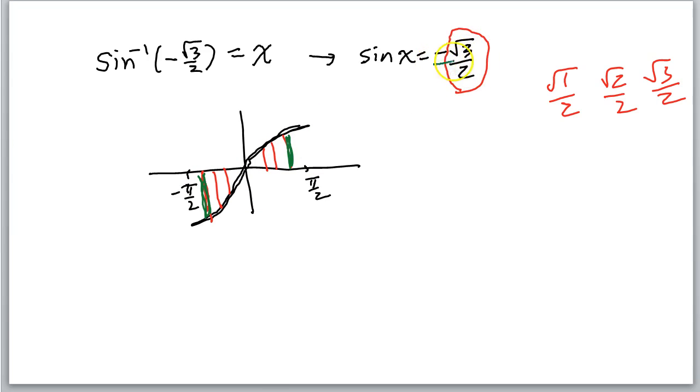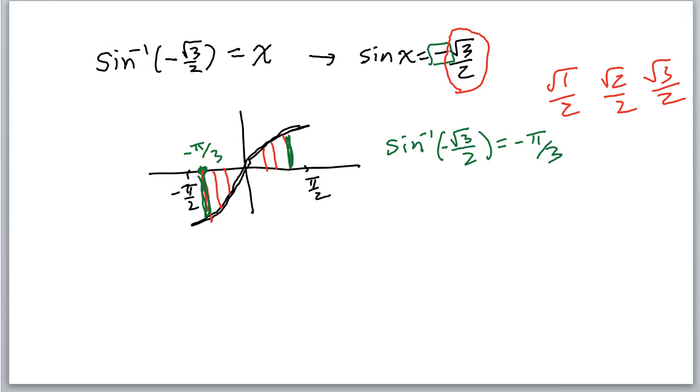However, we're looking for the one that creates negative radical 3 over 2, so this must be it. This one, which is negative 60 degrees, or in terms of radians, negative pi over 3, is what we're looking for, and therefore sine inverse of negative radical 3 over 2 is negative pi over 3.